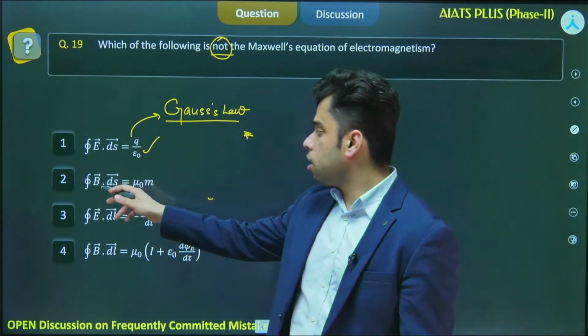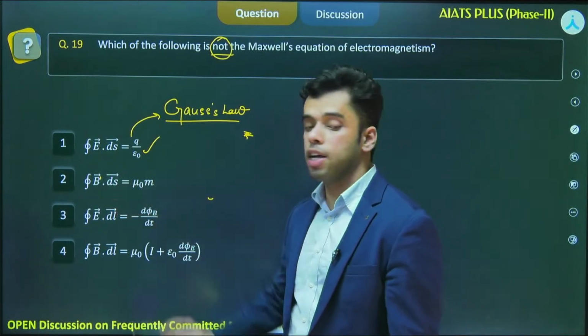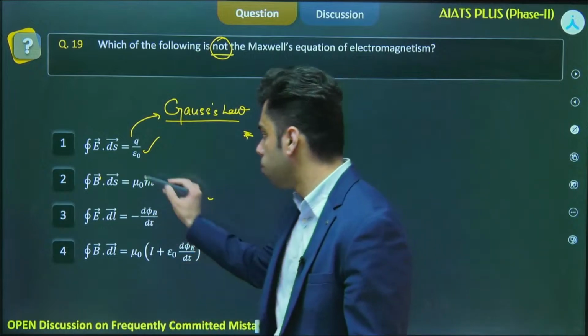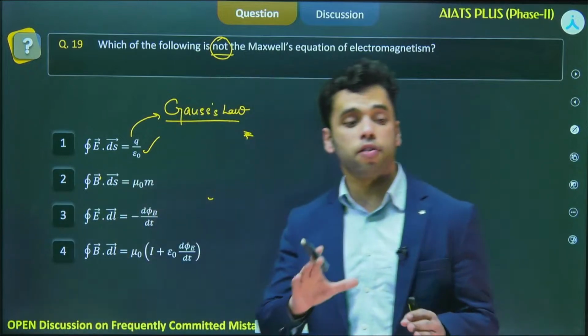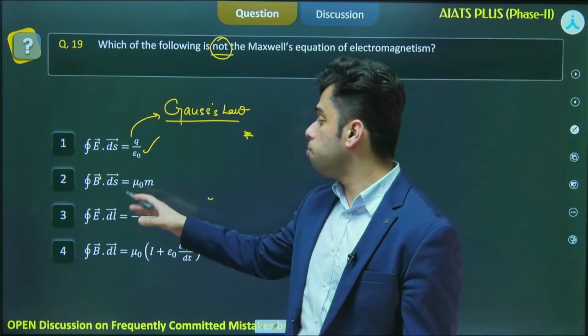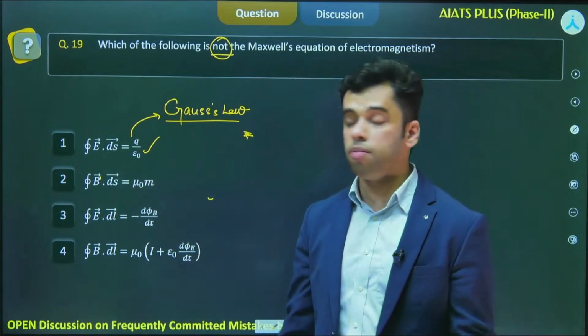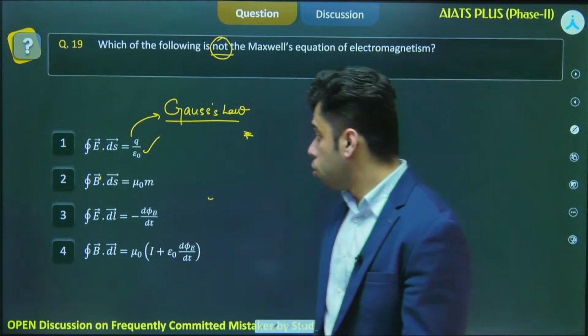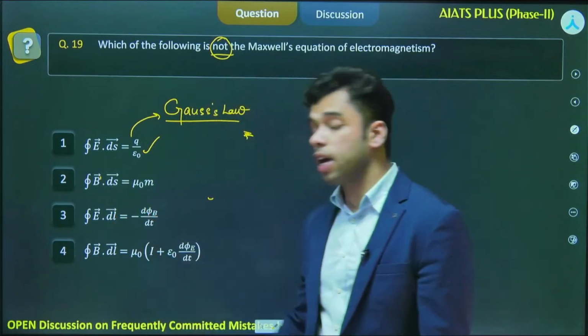Let's come to the second. Closed integral B dot ds. What is B dot ds? B dot ds is the magnetic flux. This term B dot ds represents the magnetic flux, and it is telling you that B dot ds is equal to mu naught times m. M you can represent as magnetic monopole. So B dot ds is equal to mu naught m.